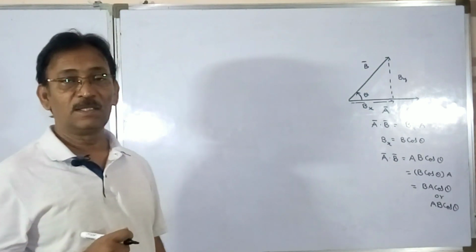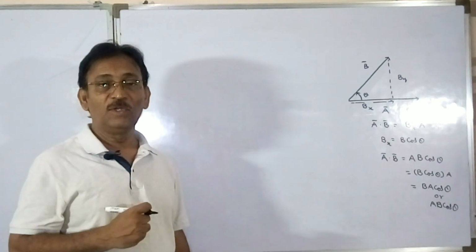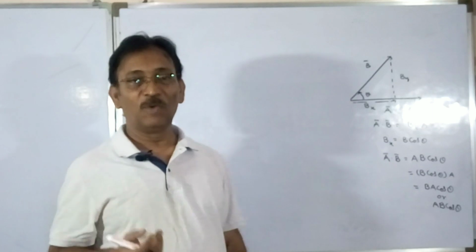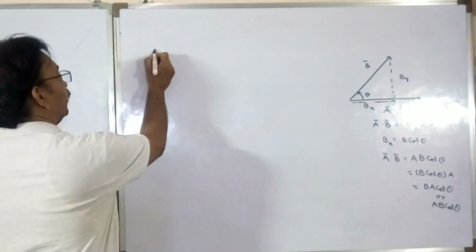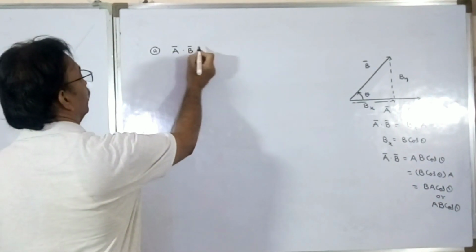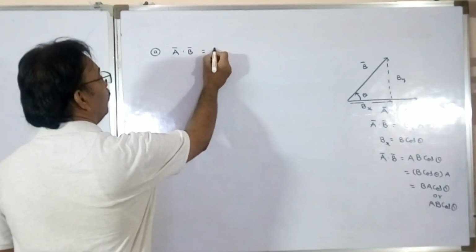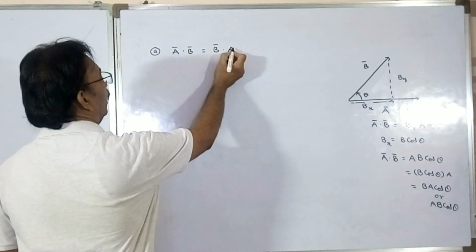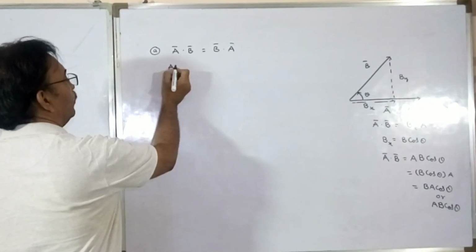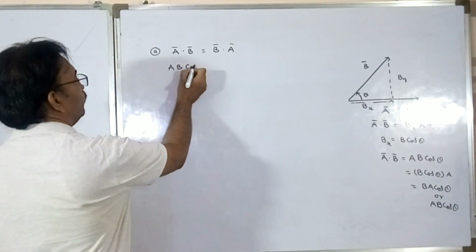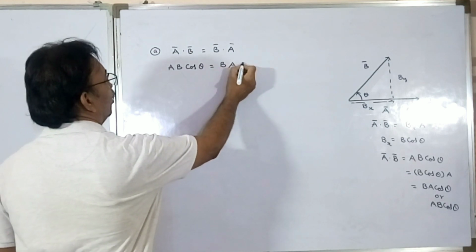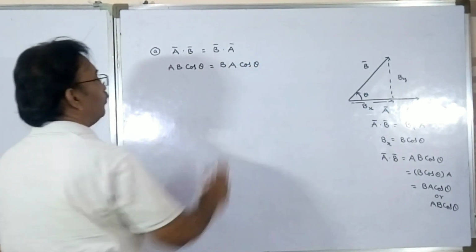The first property is that the dot product of two vectors is commutative. A simple one. We can say, a bar dot b bar is equal to b bar dot a bar. We will get the same result, because ab cos theta is equal to ba cos theta. This is the first property.